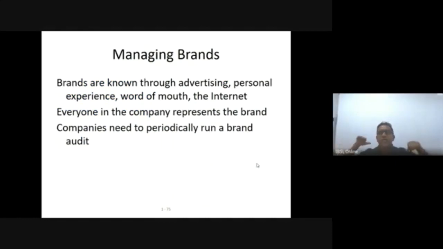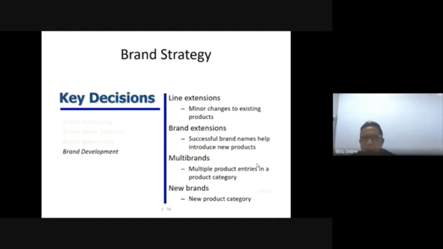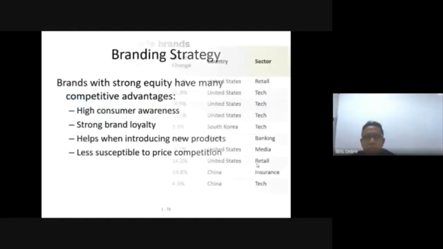Brands are known through advertising, personal experience, word of mouth, the internet. Everyone in the company represents the brand. Companies need to periodically run a brand audit. Why do you run a brand audit? To understand the weaknesses and the strengths, and make necessary adjustments to the existing brand. Brand audit is that. Right. So that's about branding.